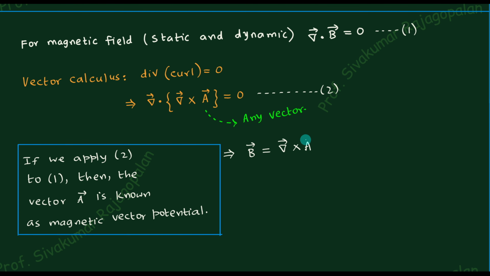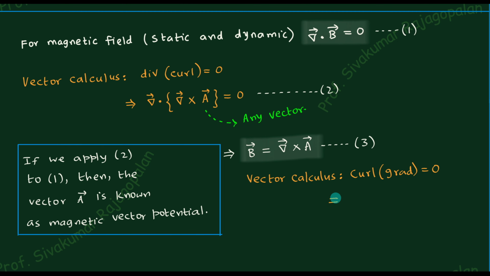Now once you have B equal to del cross A, we are seeing some kind of freedom. So where is the freedom? Take the vector calculus rule which says that the curl of the gradient is always 0. We are considering this rule now because there is a curl here. We have to choose a particular rule which fits our equation. Right now the equation to be considered is equation number 3, and in equation number 3 we have curl. That is why we are choosing this particular expression.